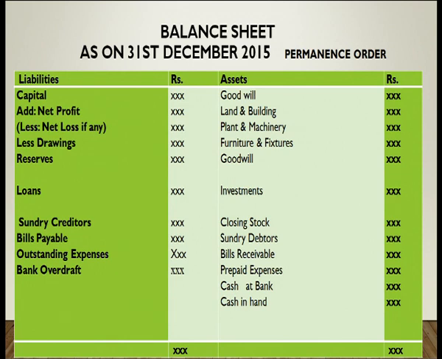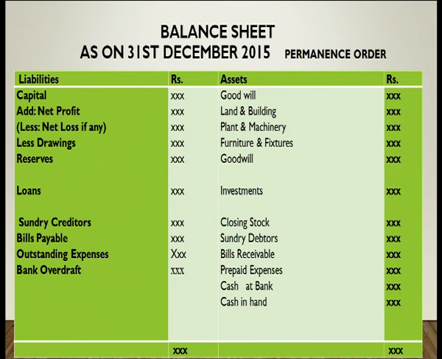In your liquidity order, we were talking of how fast the different assets could be converted into cash or near cash. So, we had placed cash in hand and cash at bank in the beginning, and land and building, goodwill, which are the least liquid assets, in the end. And now we have placed them according to permanence.